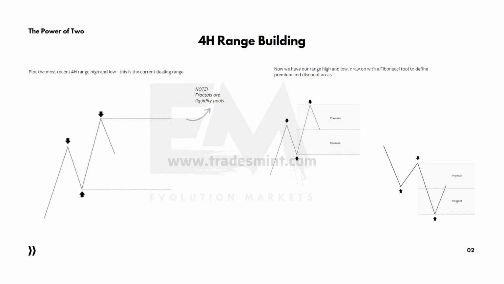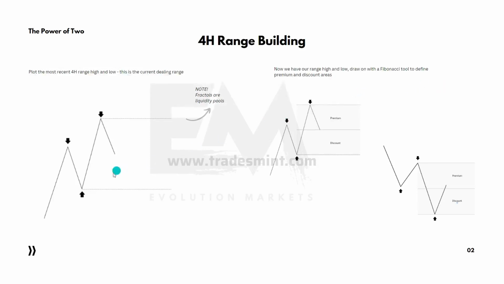So what we want to do with a clean looking chart, when I say clean, I mean blank chart, yeah? Nothing but the indicators that we use on the chart, no other lines. We want a clean looking chart, just the fractals and the sessions indicator. We want to plot the most recent range high and low. We're going to note this as our current dealing range.